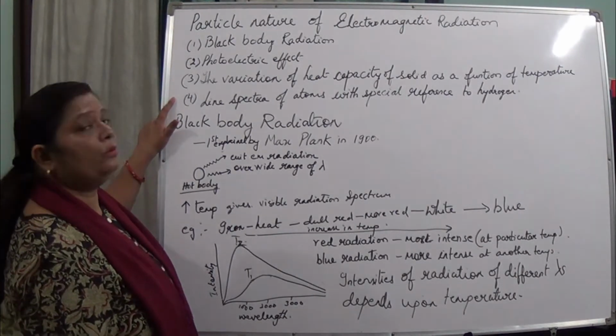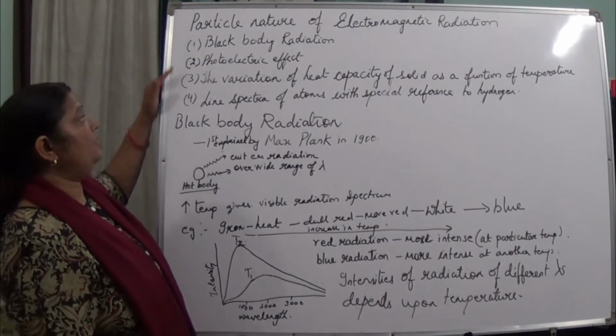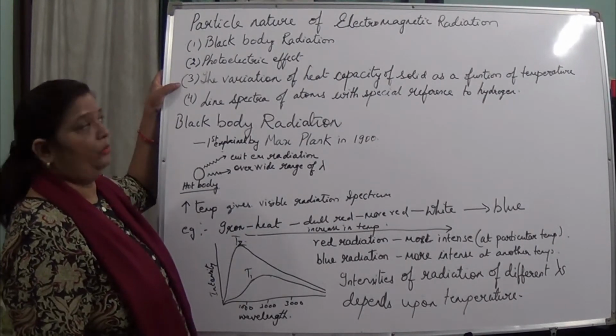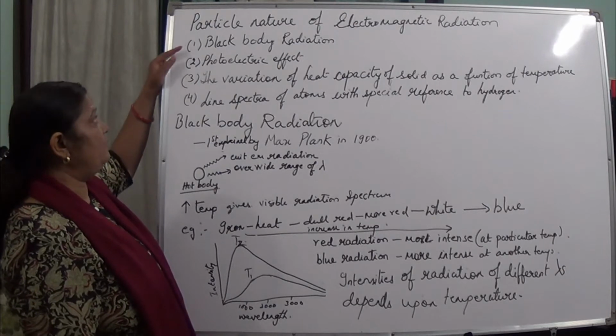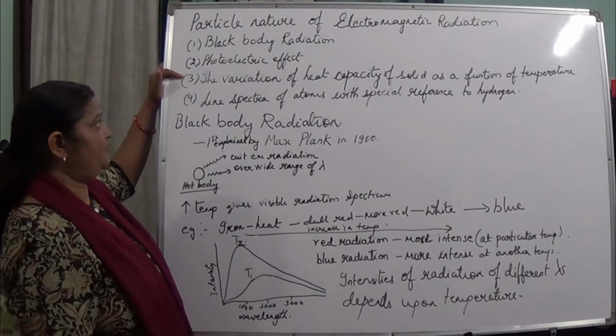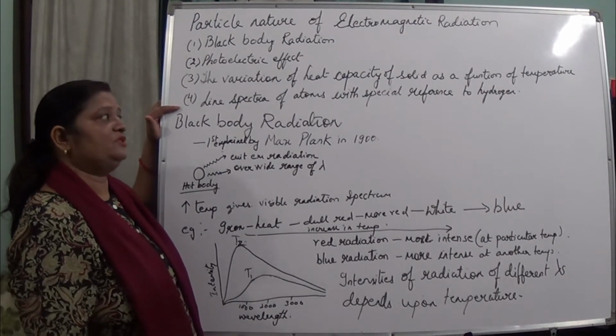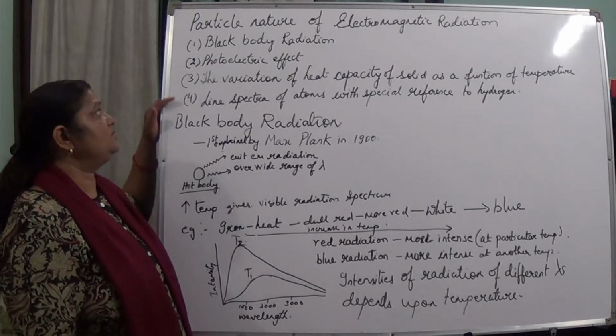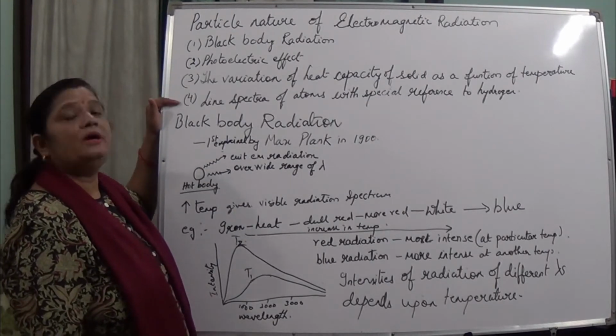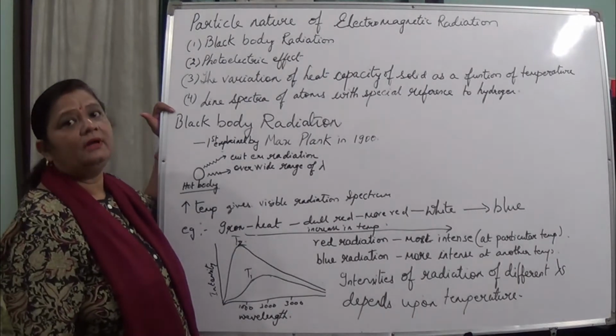But Bohr required only how many? Three of them. The third one he did not require. So you have to study black body radiation, the photoelectric effect, and the light spectrum of atoms with special reference to hydrogen, because Bohr required these three to explain his atomic theory of the atom.